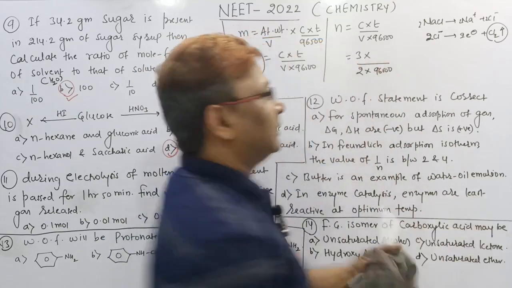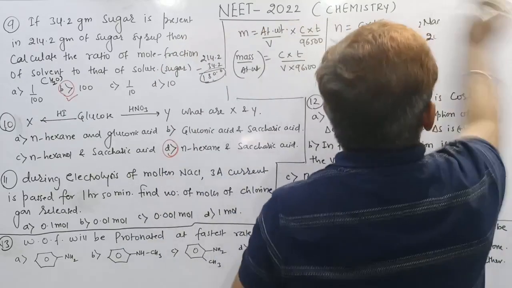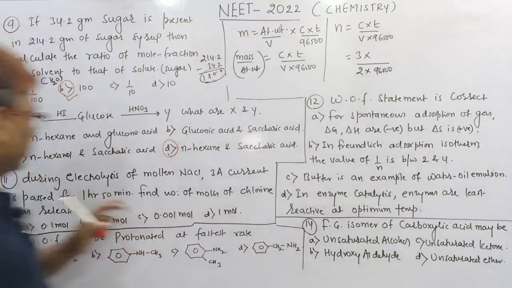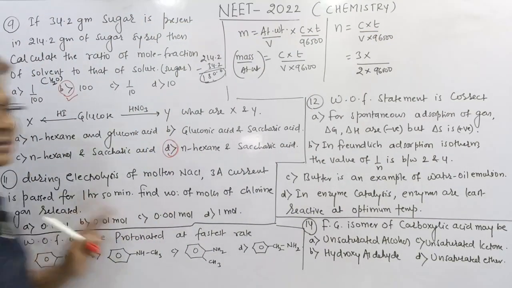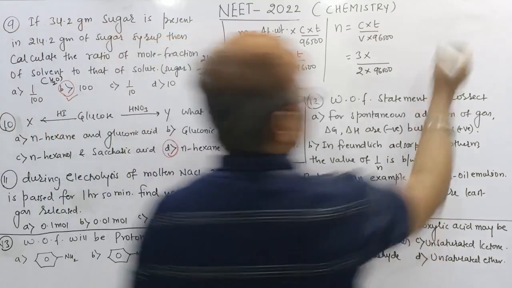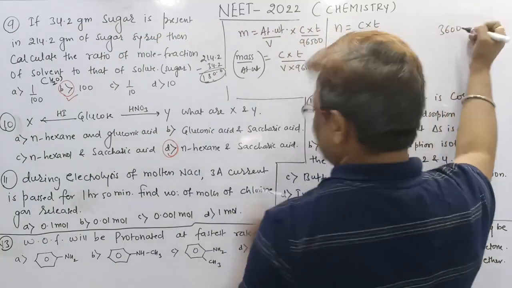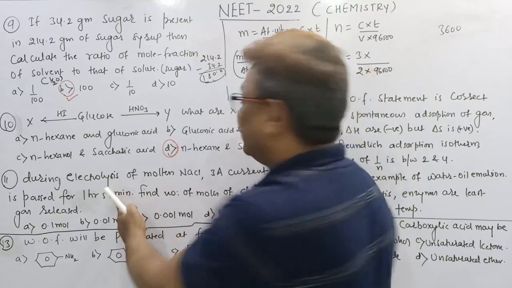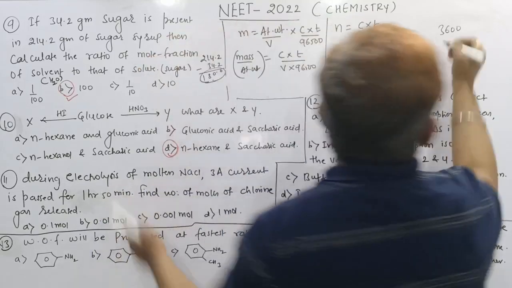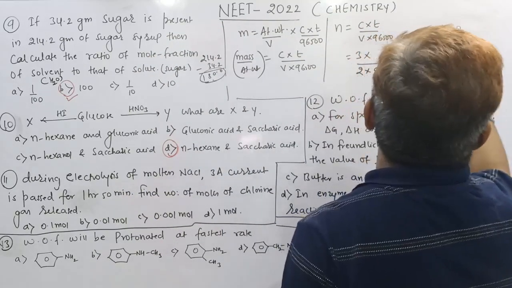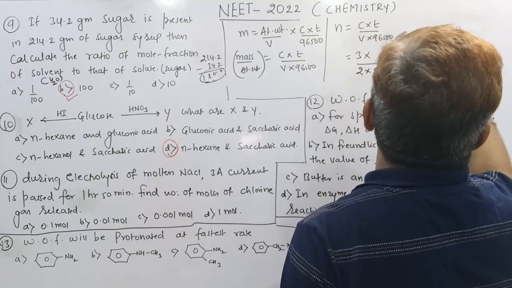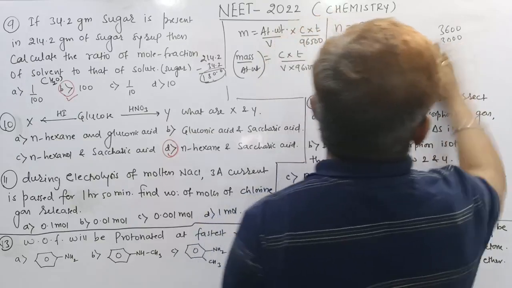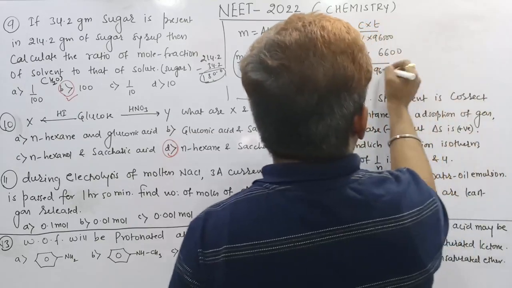Now come to 1 hour 50 minutes. 1 hour is 60 minutes; convert the 60 minutes into seconds, so 60 into 60 is 3600 seconds. Then 50 minutes, and 1 minute equals 60 seconds, so 50 into 60 is 3000 seconds. Adding, we get 6600 seconds. Now on solving this, we get the answer.